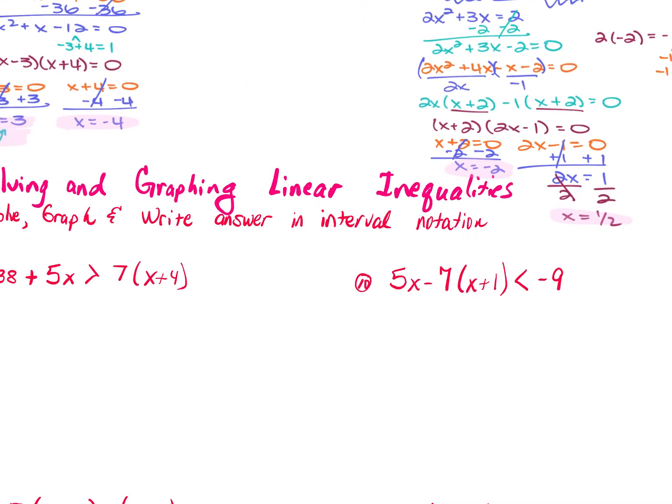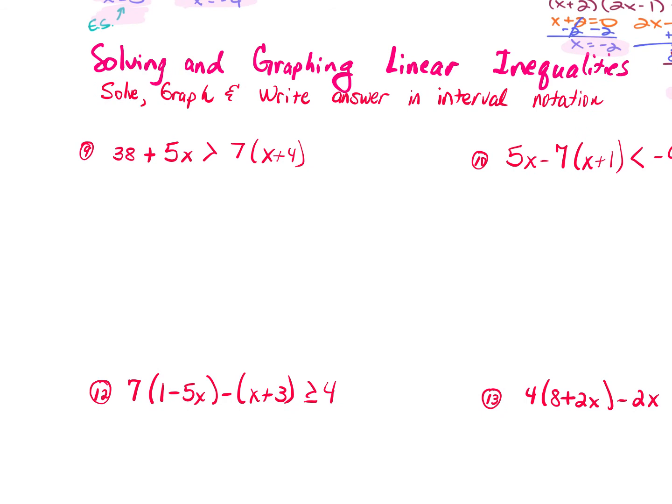For your next part, goes over 1.7. You're just solving and graphing these linear inequalities and writing your answer in interval notation. For example, 9, you have 38 plus 5x is greater than 7 times x plus 4. What's the first thing you're going to do here? Distribute the 7. So that's 38 plus 5x is greater than 7x plus 28. Now what?